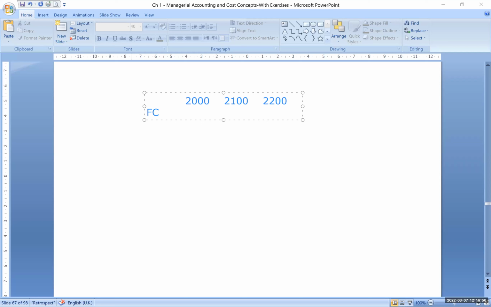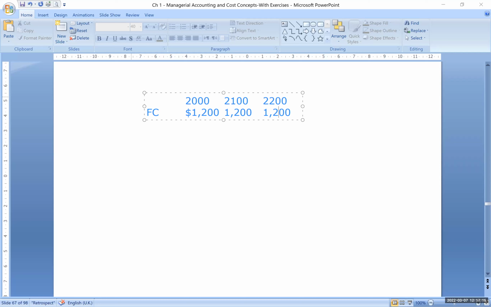The fixed costs should be the same, which is $1,200 for the first level. For the second level it should be $1,200 again. For the third level it should be $1,200. Why? Because it is fixed regardless of the level of activity.